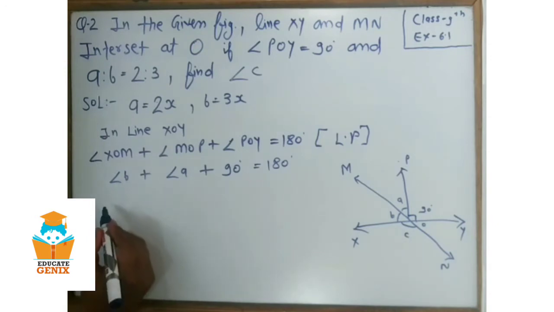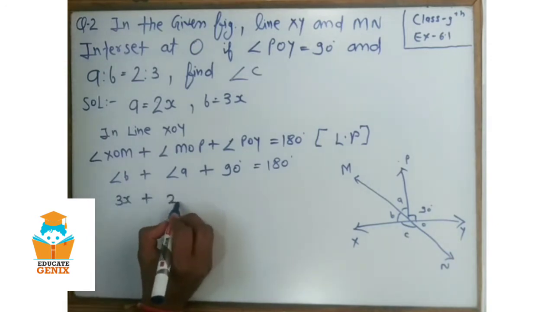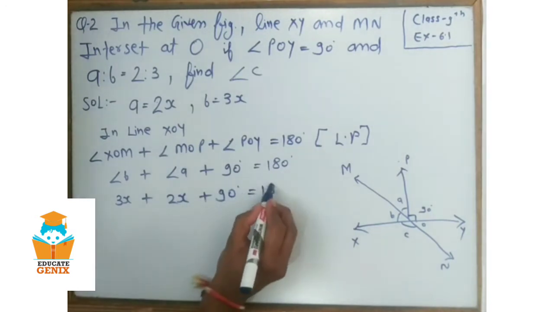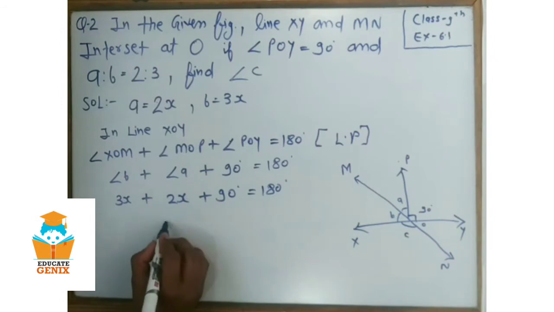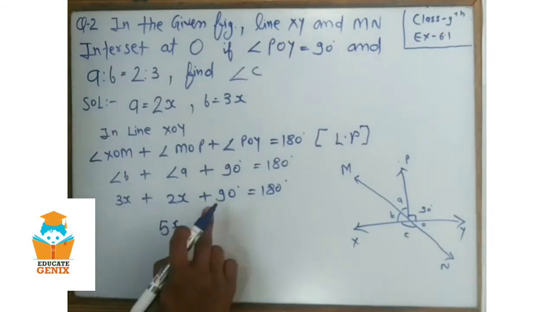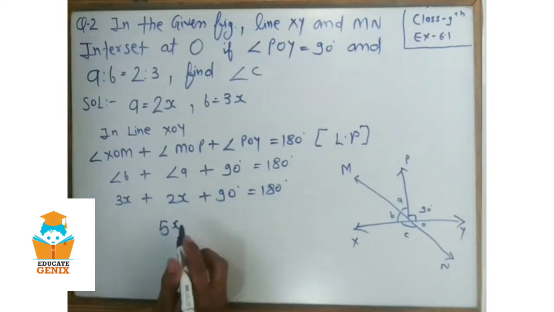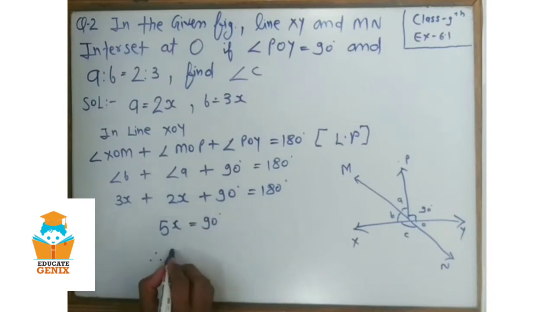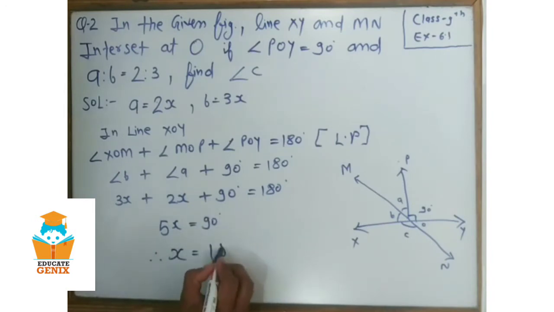Here angle B equals 3x plus angle A, 2x, plus 90 degrees equals 180 degrees. 3x plus 2x is 5x, plus 90. We are going to shift that to the other side, therefore 5x equals 90 degrees. Therefore x equals 18 degrees. I hope you got this.